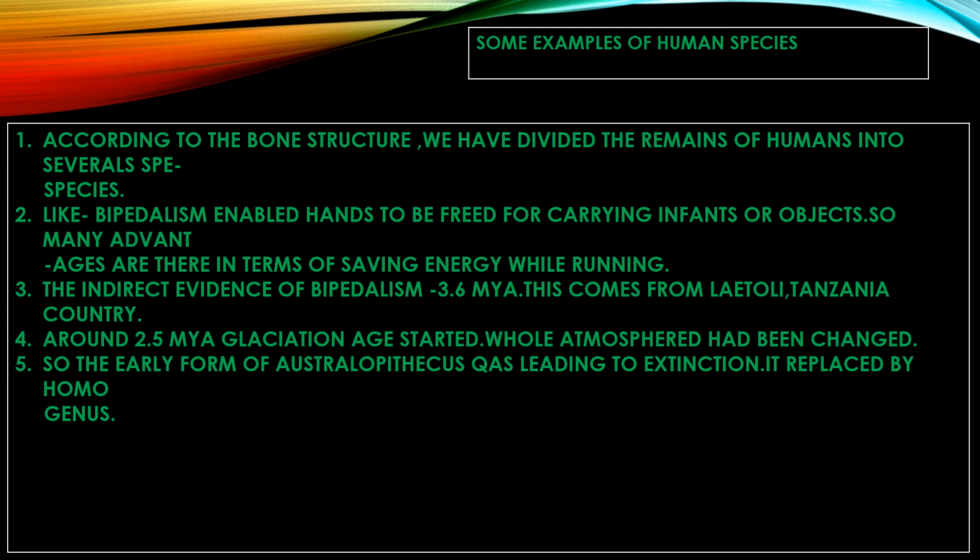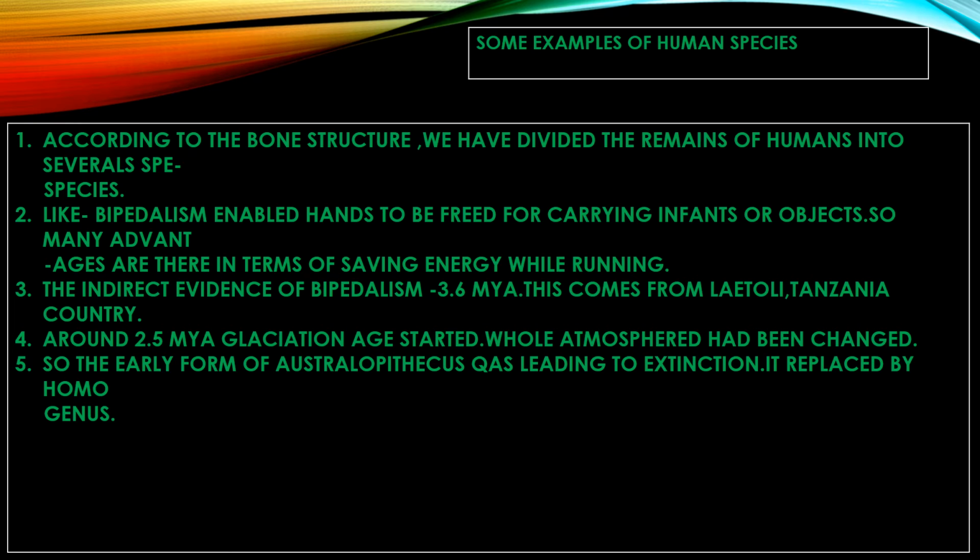And around 2.5 MYA, that means 25 lakh years ago, the glaciation age started. Glaciation means the whole world had been covered in ice. And it has two periods, the Pliocene period and the Pleistocene period. So definitely the atmospheric conditions changed rapidly, and many species were in danger and extinction, because those animal species were not able to survive, so their life had ended.